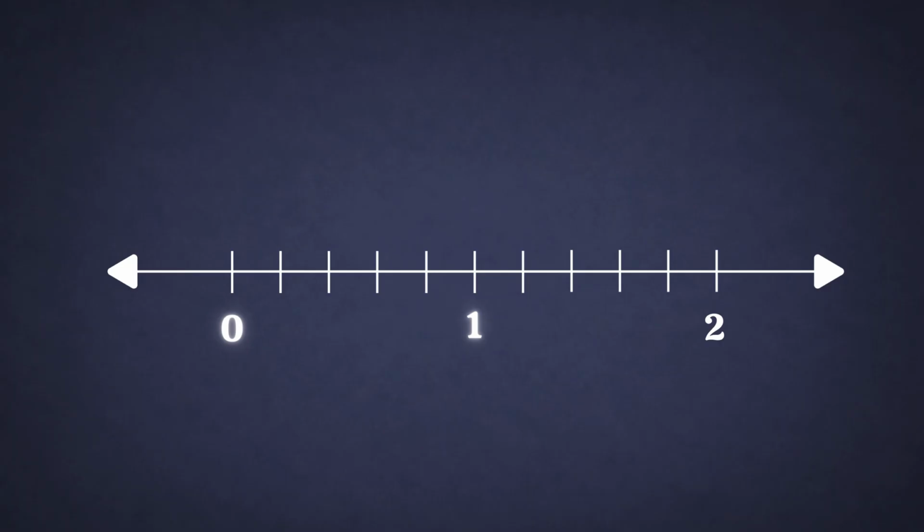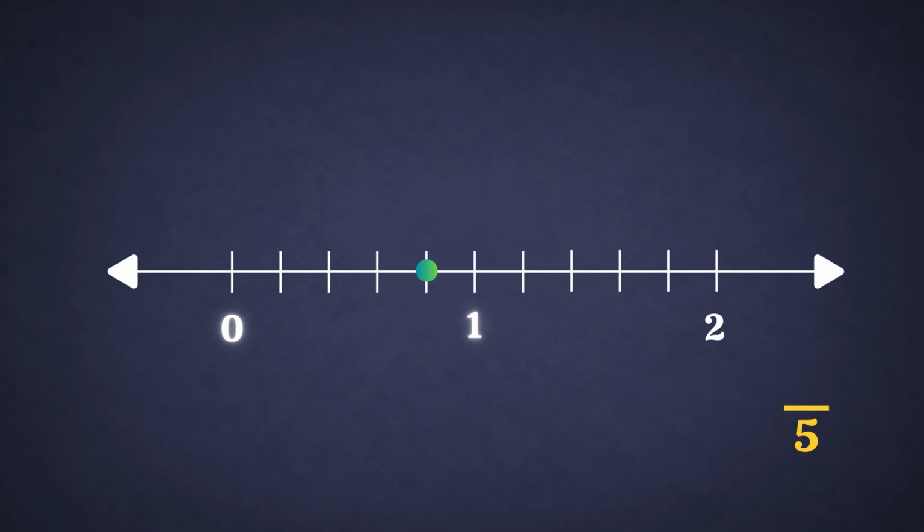Now look carefully. Into how many equal parts is our number line divided? Did you say 5? That's right. When we divide the space from 0 to 1 into 5 equal parts, we make fifths.